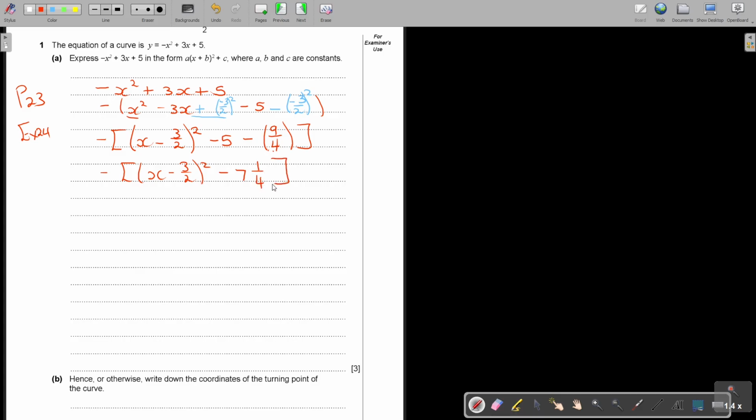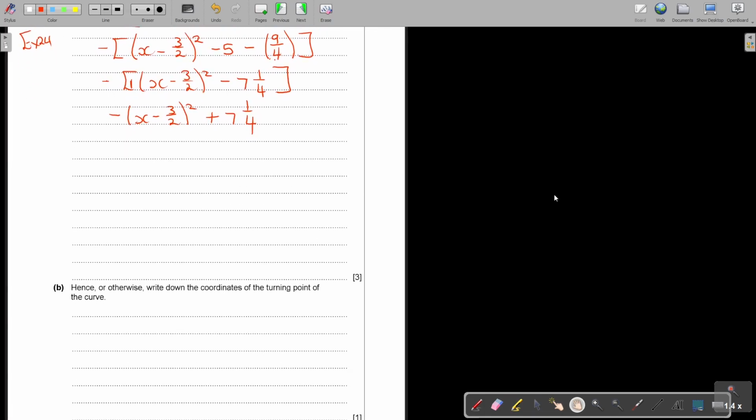Now I bring that negative, not inside, just in front. So it's negative, then x minus 3 over 2 squared. And a negative times a negative is positive 7 and a quarter. And that's what they want. Okay, and then I go on. Now don't forget, they use the word hence. Otherwise, if they say otherwise, you can do it with another method also. But hence says, look up and find the answer.